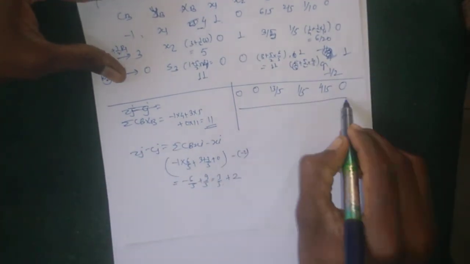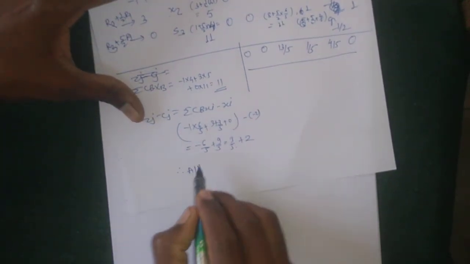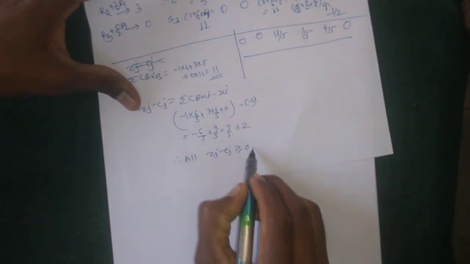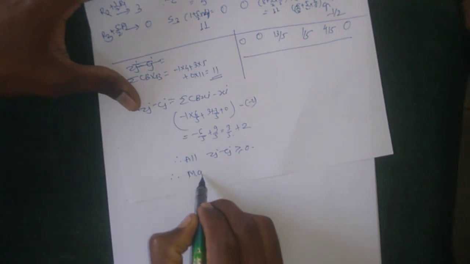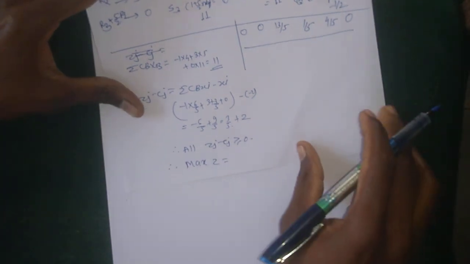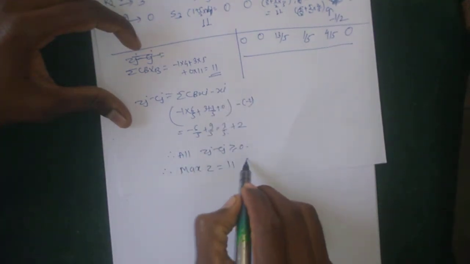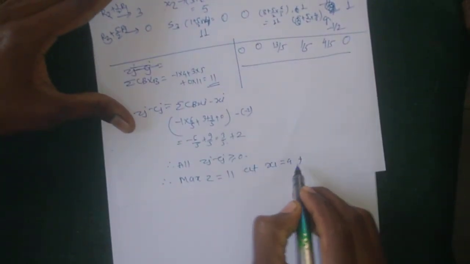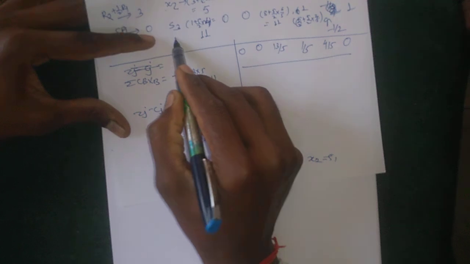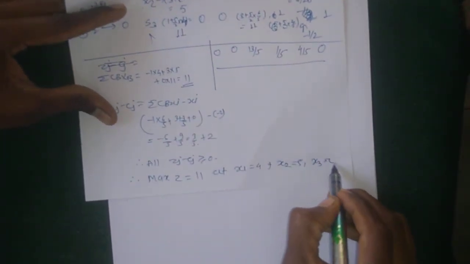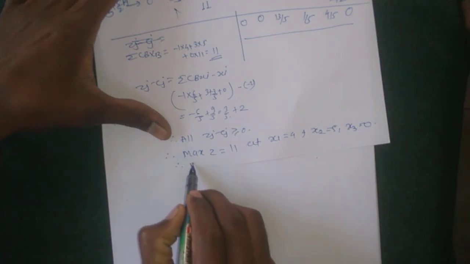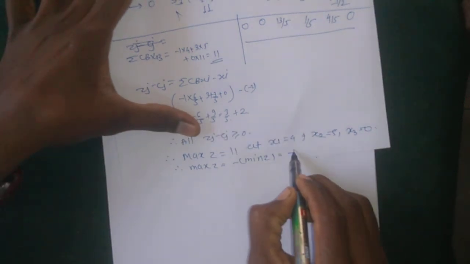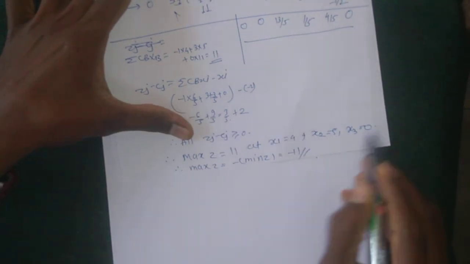So all Zj minus Cj are greater than or equal to 0, and therefore this is an optimal basic feasible solution. Therefore maximum Z is 11, at x1 equal to 4, x2 equal to 5. And x3 is not in the basic variables, so x3 is equal to 0. Therefore maximum Z is equal to minus of minimum Z. Minus of minimum Z is equal to minus 11, which is the objective value.